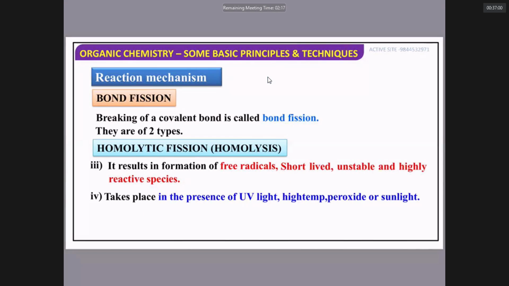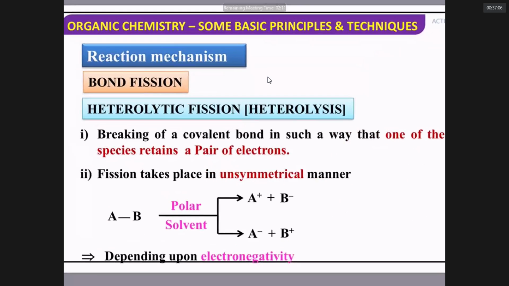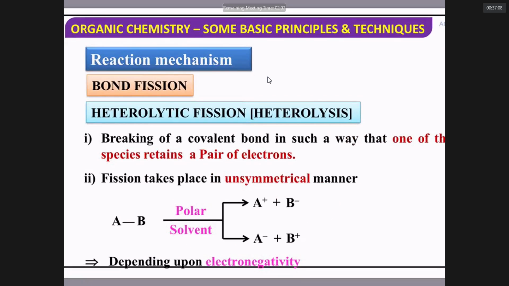Heterolytic fission is the second category. It is breaking of a covalent bond in such a way that one fellow gets both the electrons.